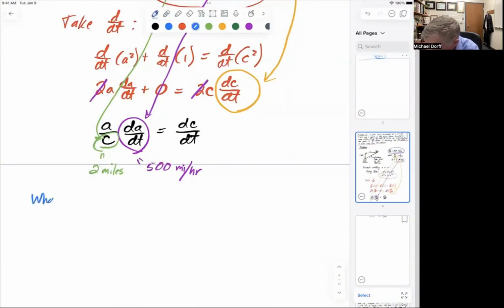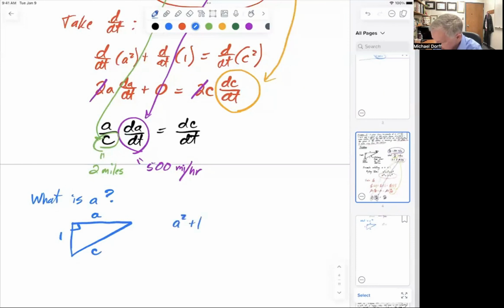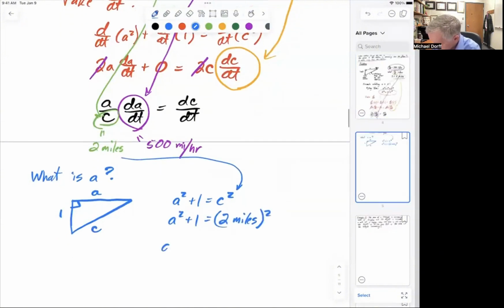So what is A? Well, it doesn't tell us that explicitly, so we have to do a little bit more work here. Remember that we have this right triangle, and this was 1, this was C, and this is A, and that gave us the formula A squared plus 1 squared equals C squared. And we know that C is 2 miles from there. So then we can solve for A.